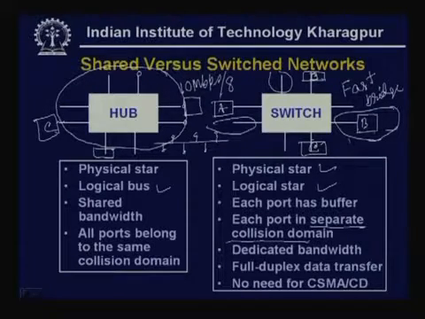Also each port has a dedicated bandwidth. That means if it is a 10 megabits per second port, essentially the bandwidth is 10 megabits per second. Another advantage of this switch approach is that whenever it is a hub, we cannot have full duplex communication, and here you can have full duplex communication. Suppose A and B have 2 pairs of wires, then each can transmit as well as receive. So both can transmit and receive simultaneously. Full duplex communication is possible whenever you are using this switching technology.